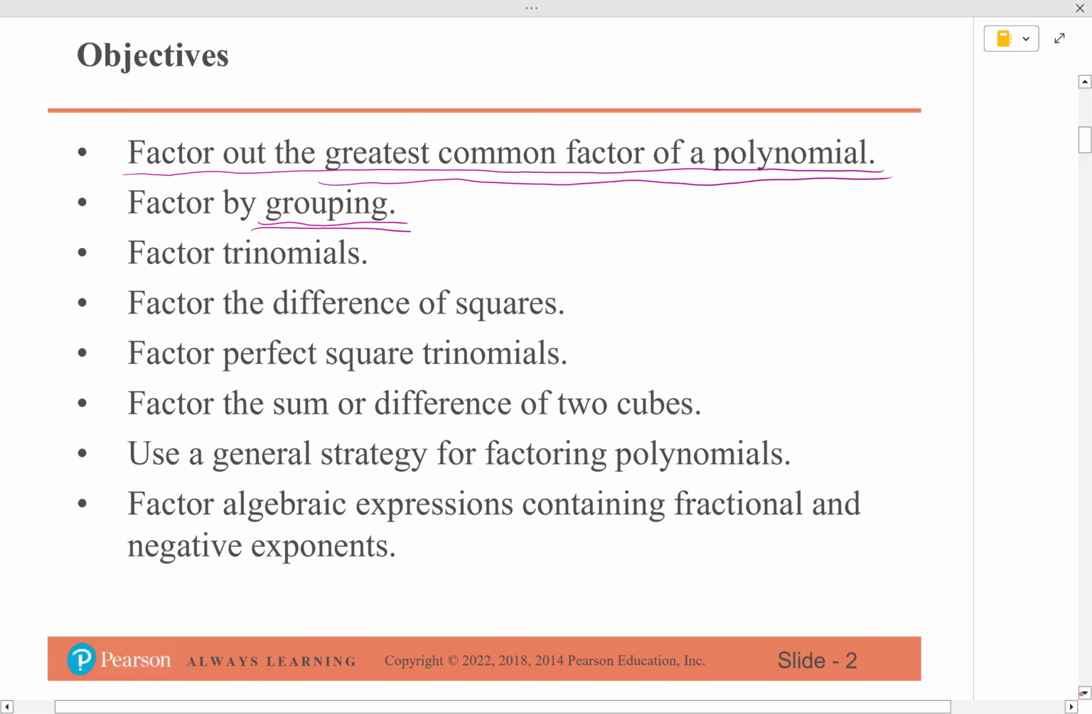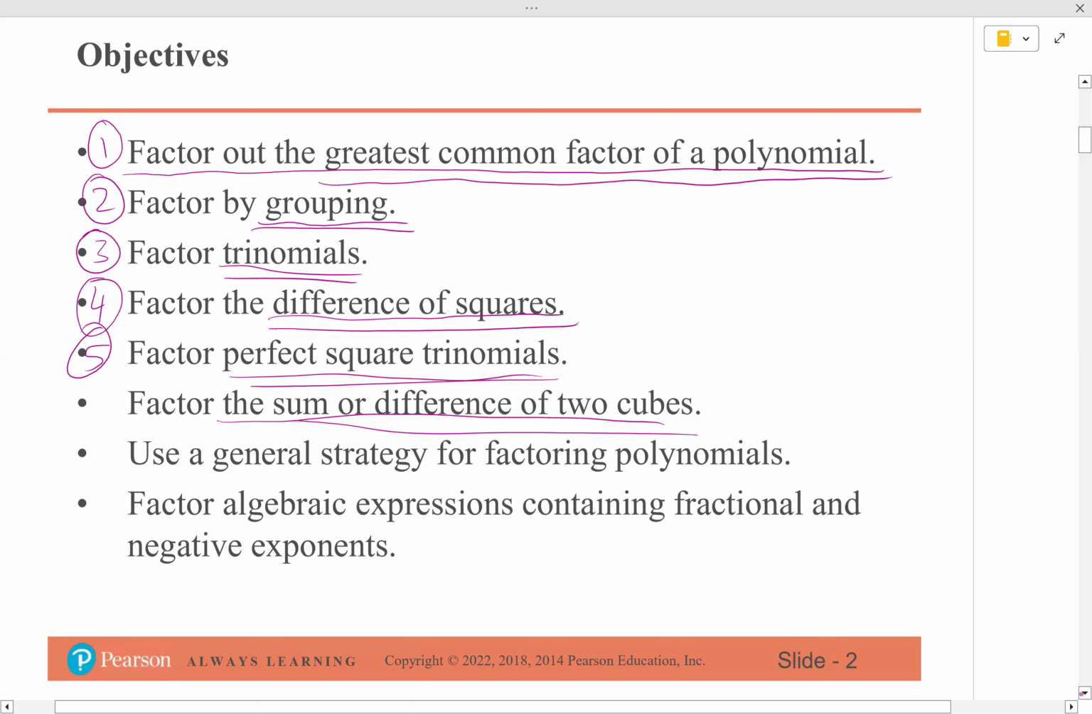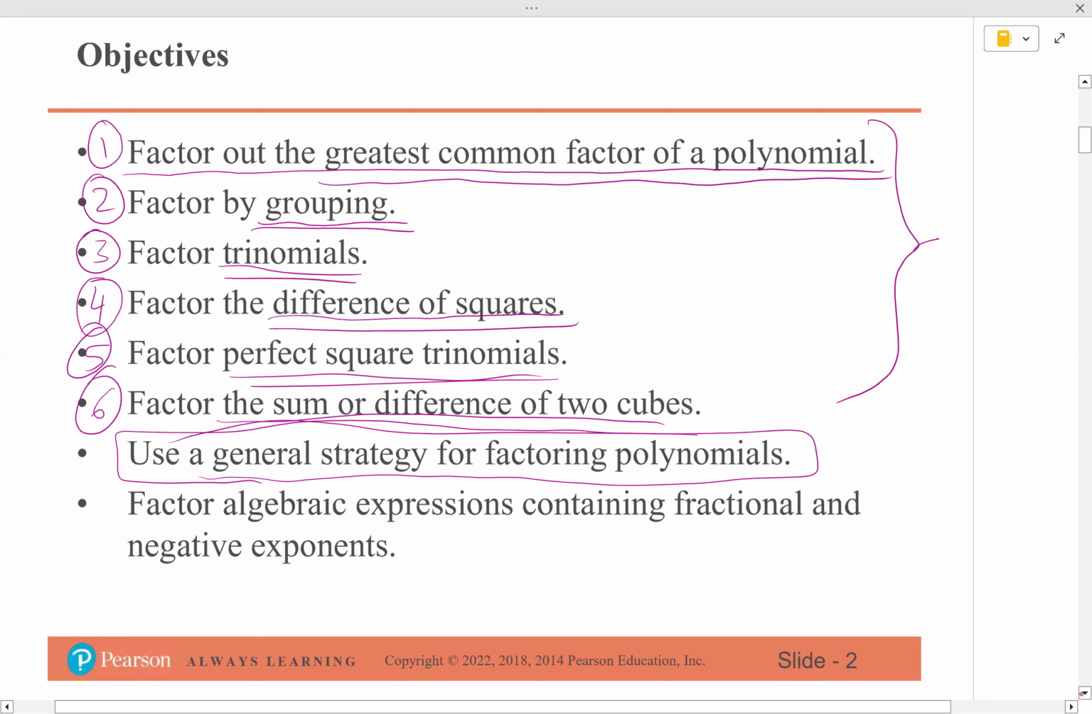Factor by grouping. So there are 2 factoring techniques so far. Factoring trinomials, a 3rd factoring technique. Factoring the difference of squares. Don't worry if that doesn't sound familiar because we haven't even talked about it yet. Factoring perfect square trinomials, there's even another one. Factoring the sum or difference of 2 cubes. Oh my gosh, there's another one. And then a general strategy for factoring: if you were just given a polynomial, how would you even know which technique to use out of all these techniques? So that's what we're doing today.